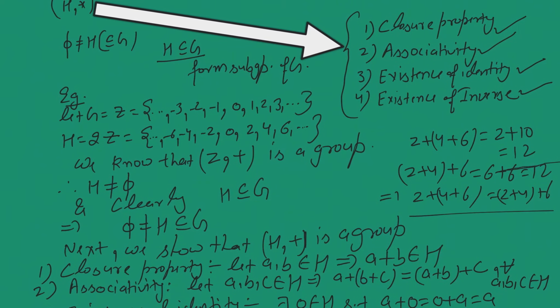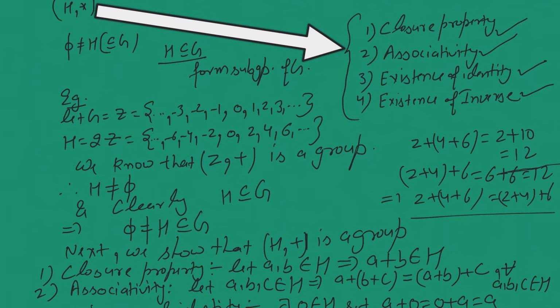Therefore, all the four properties have been satisfied by H. Closure property satisfied. Sum of two even integers is again an even integer. Associativity is satisfied. Existence of identity 0. Existence of inverse, negative of any number or minus of that number is the inverse. So all the four properties are satisfied.